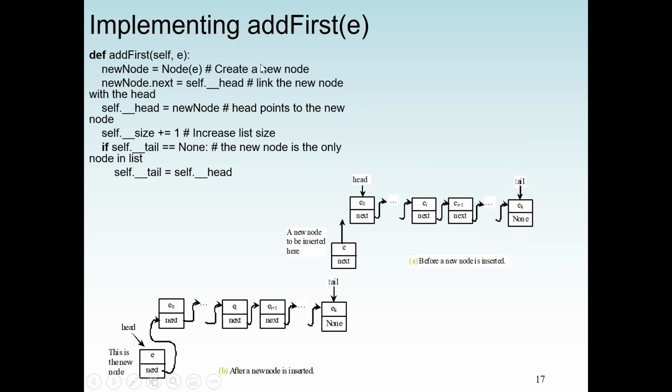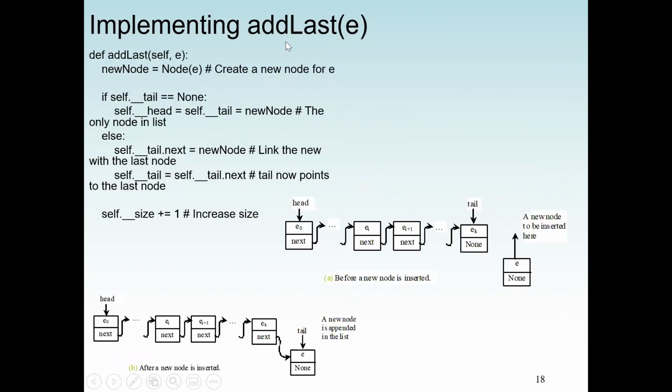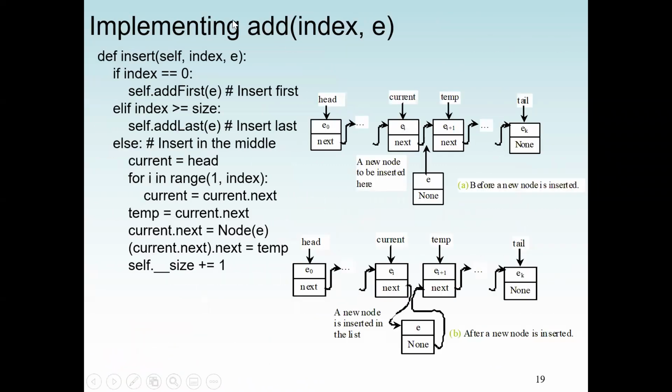Create a new node. Then assign the head to the new node's next. Then assign the new node to the head. Increment the size. Now, if the tail equals null, it means we have only one node, so we also assign the head to the tail. In this diagram, we didn't assign the head to the tail because we have more than one node. The same thing applies to insert last. We went through this already. Insert at is also the same as insert last.